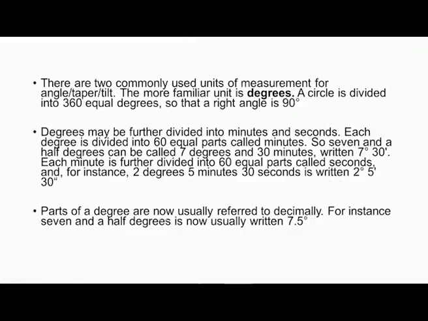Now, parts of a degree are usually referred to decimally. For instance, 7 degrees 30 minutes is now usually written as 7.5 degrees.